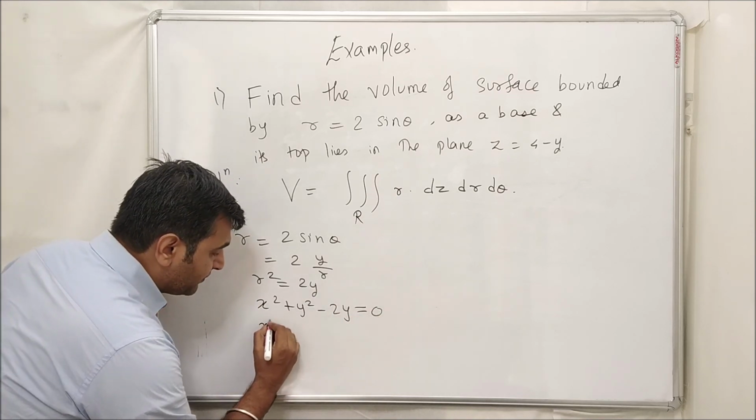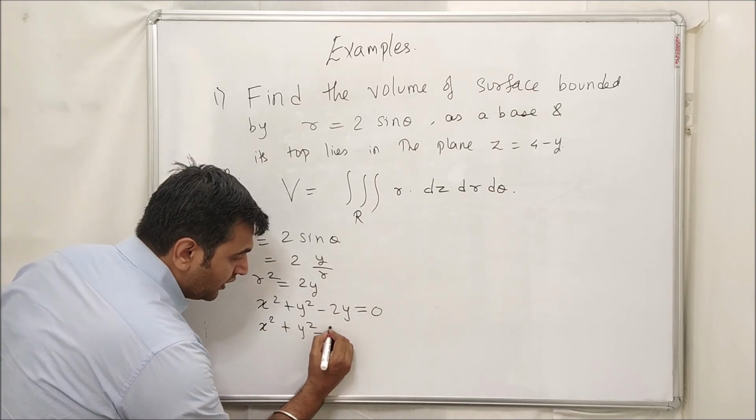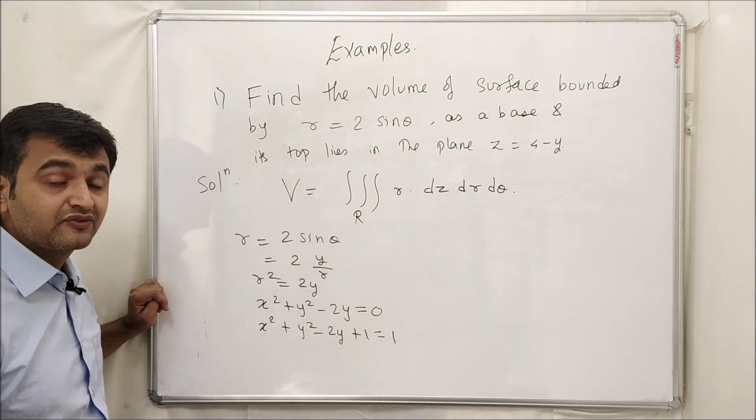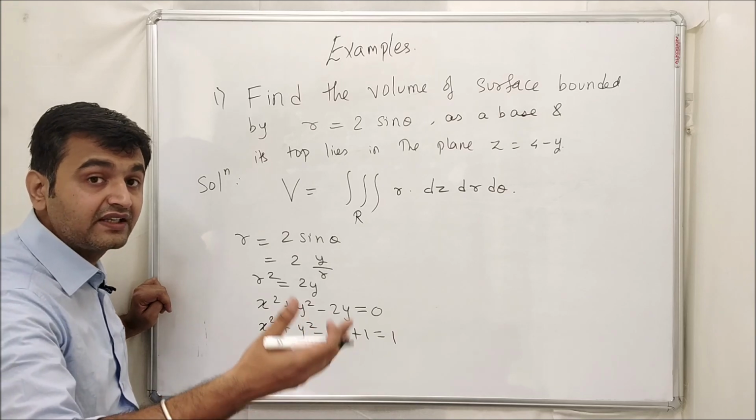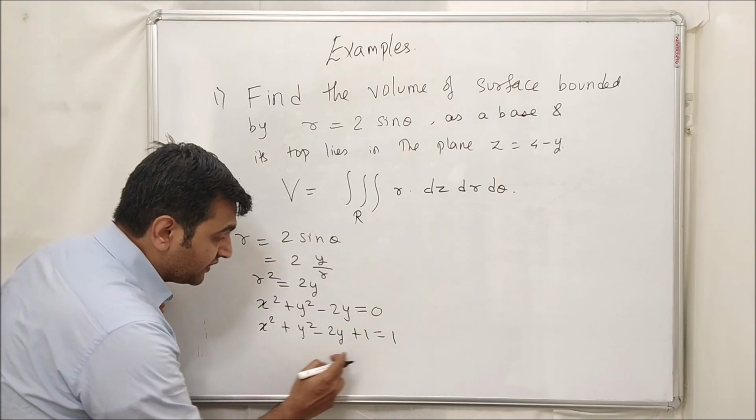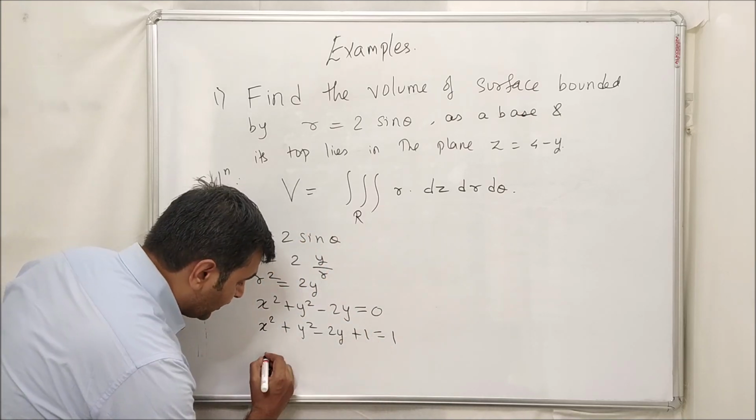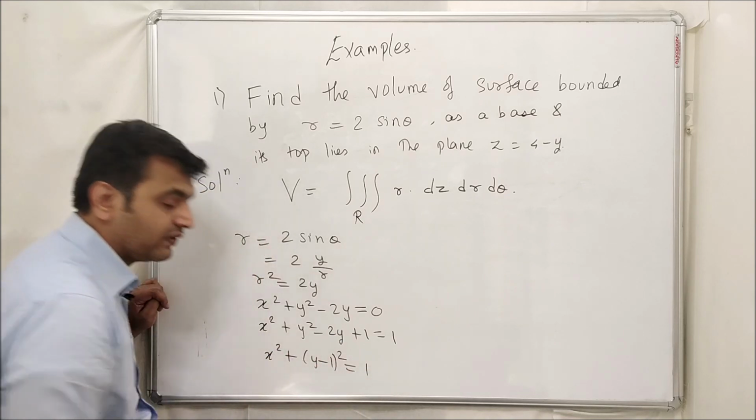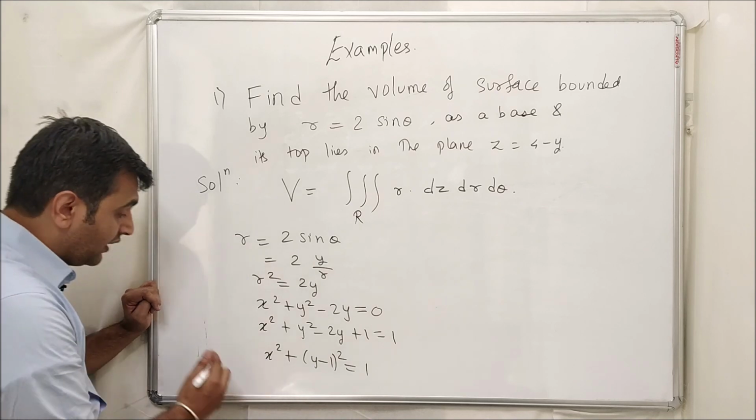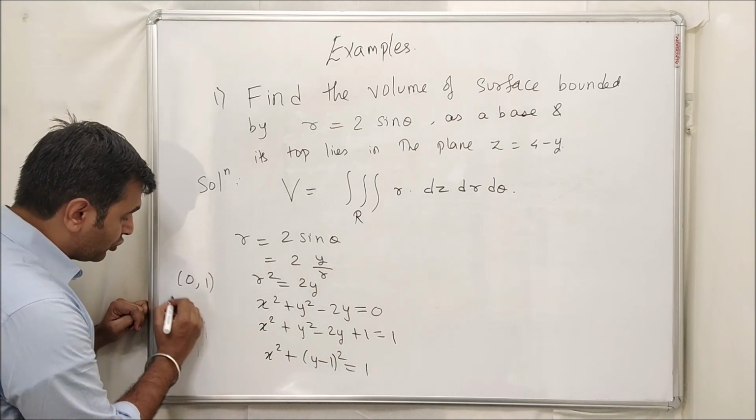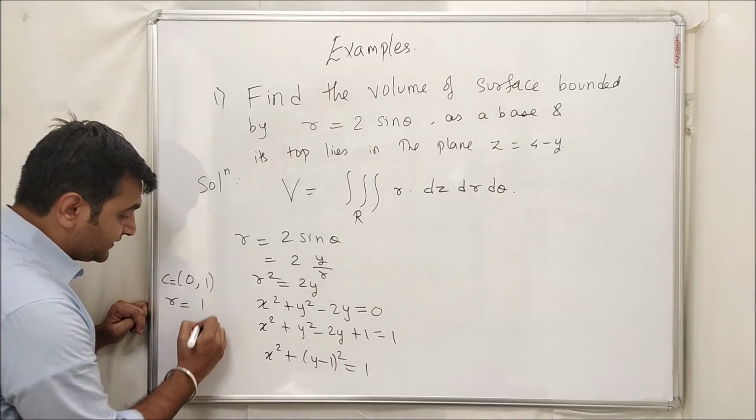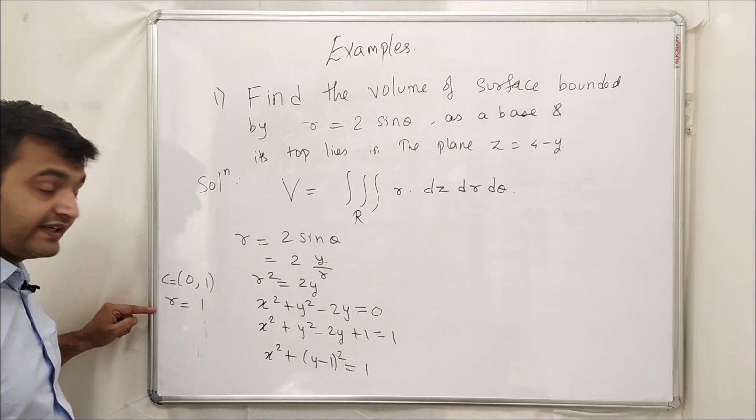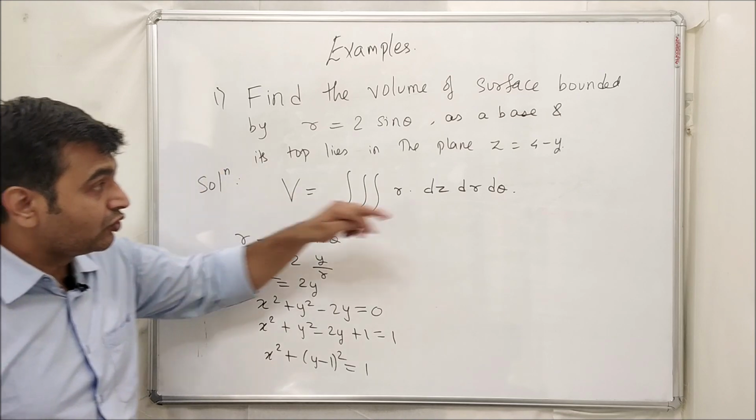And now if you do the completion of square, so y square minus 2y, if I do plus 1 and 1 both side, completion of square, half into coefficient of y the whole square. So by that method I am getting 1 over here. So I have x square plus y minus 1 whole square equal to 1. So I am having a circle with the center 0, 1, and the radius 1. So therefore the center is lying on y axis and the radius is 1. And top is this plane.